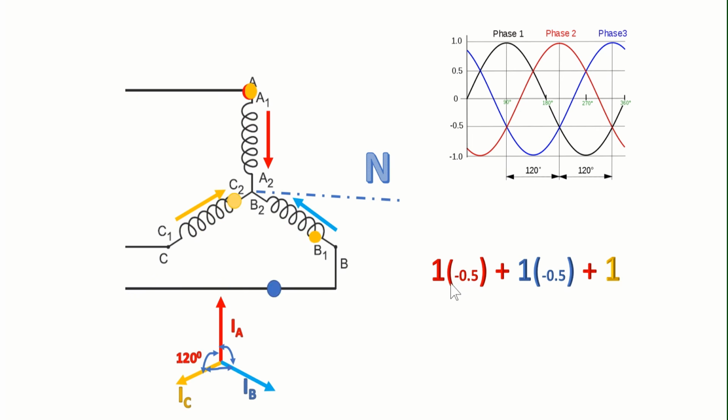So phase A is minus 1 by 2, phase B is minus 1 by 2, and phase C is 1. So the total current at the neutral point is 0. This short video will help you to understand the concept of how three-phase currents are flowing in a three-phase balanced load.